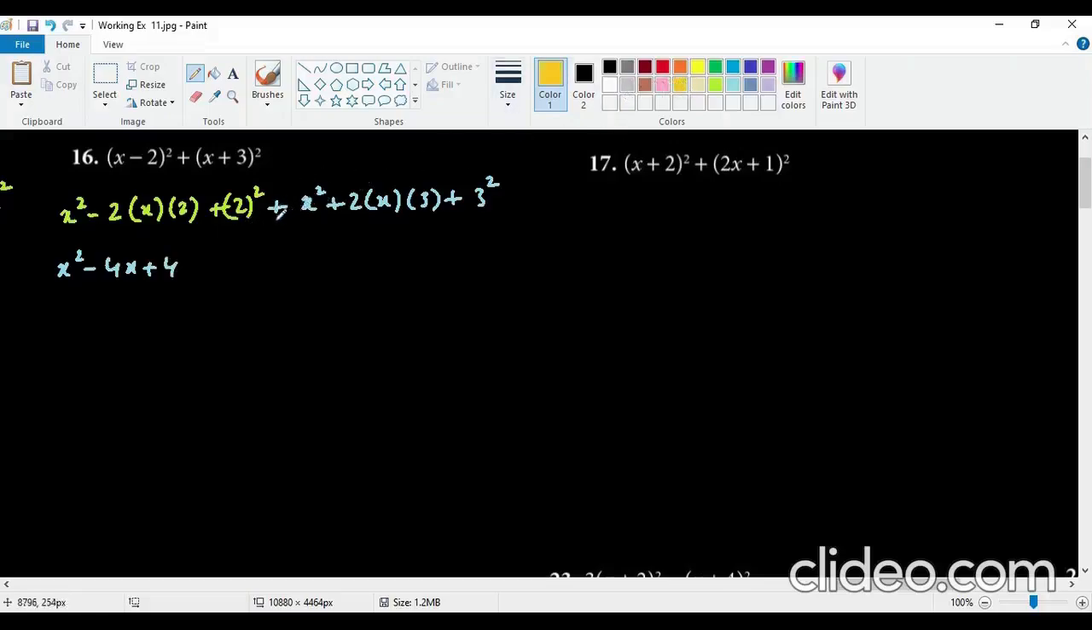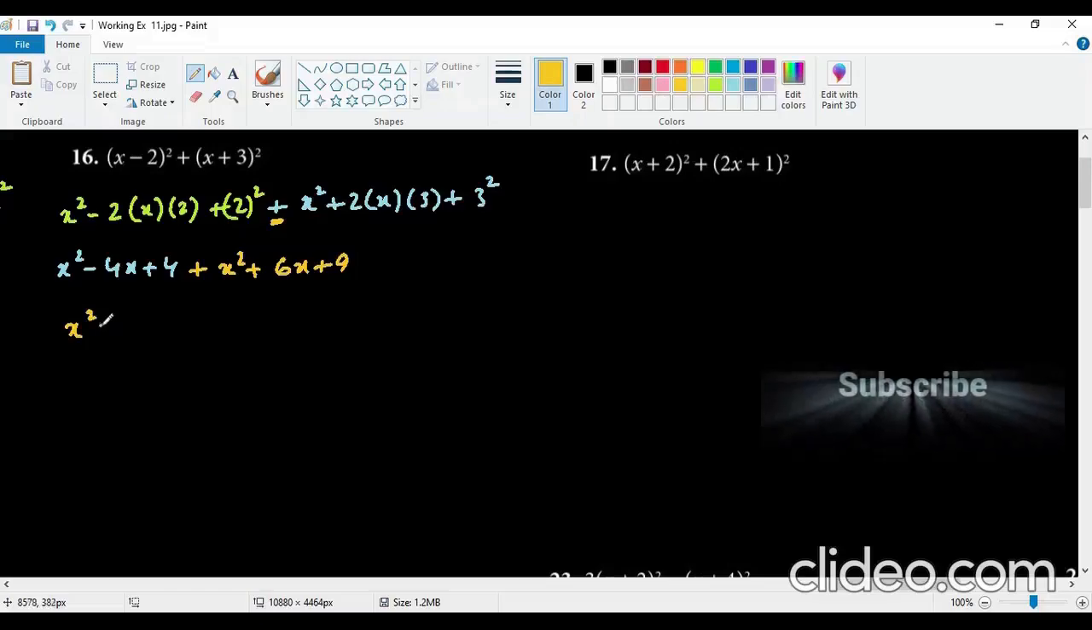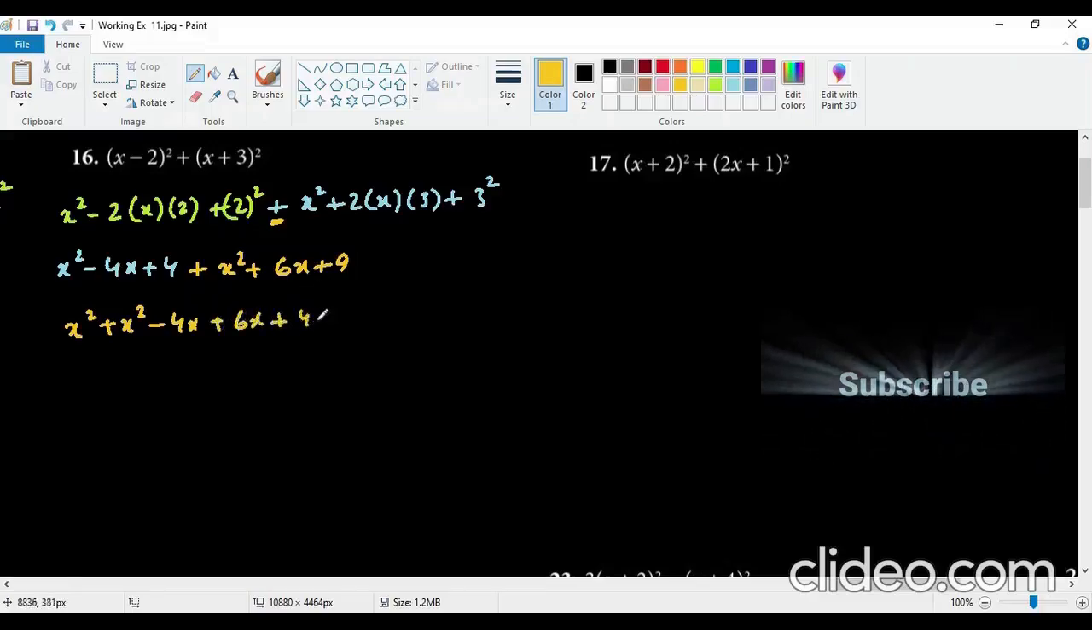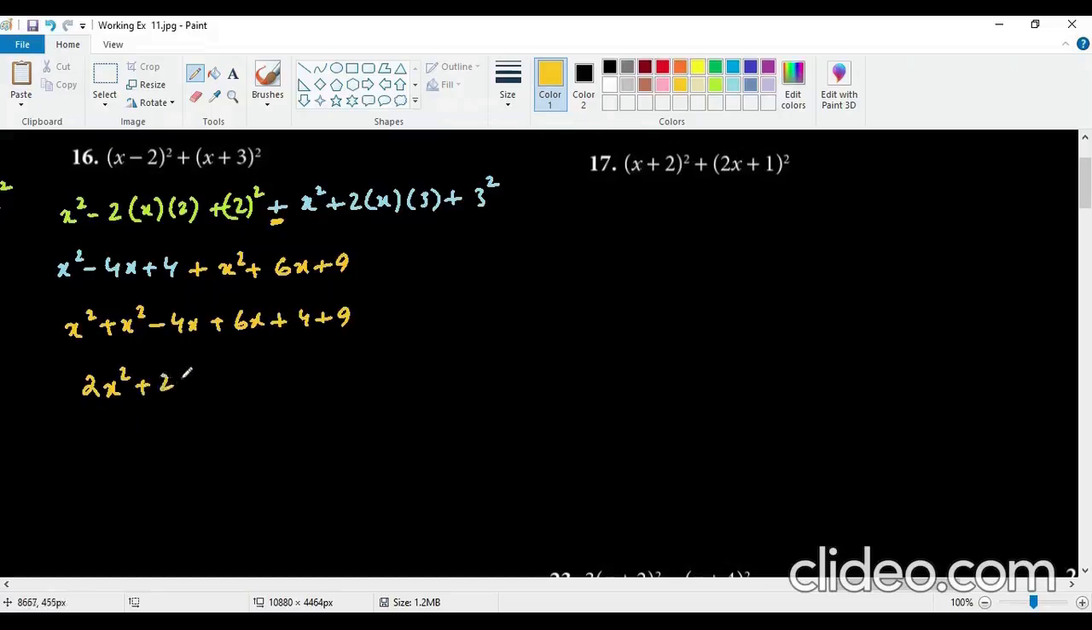This bracket over here, and x square plus 6x plus 9. So x square plus another x square, minus 4x and plus 6x, both are like terms, and 4 and 9, you know very well, both are numbers. So as a final answer, I will write 2x square plus 2x plus 13 as the answer.